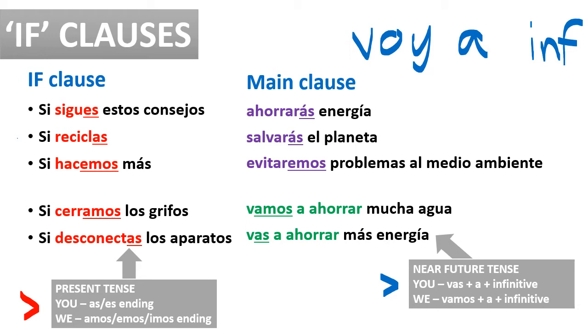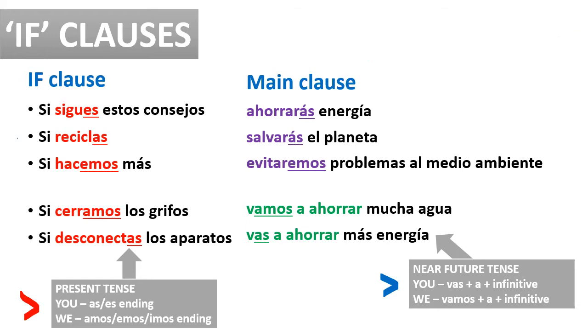But in this case, like we've done before, we've changed it to vamos or vas. So if you're using vamos, it's going to be we are going to save. If you're using vas, it's going to be you are going to save. Remember that the first half of the sentence has to match with the second half. So if you look over here, you've got si cerramos, and then it's vamos. Si desconectas, vas. It sounds the same. It's got to be the same in both clauses for it to be grammatically correct and for you to get marks for this higher level structure.